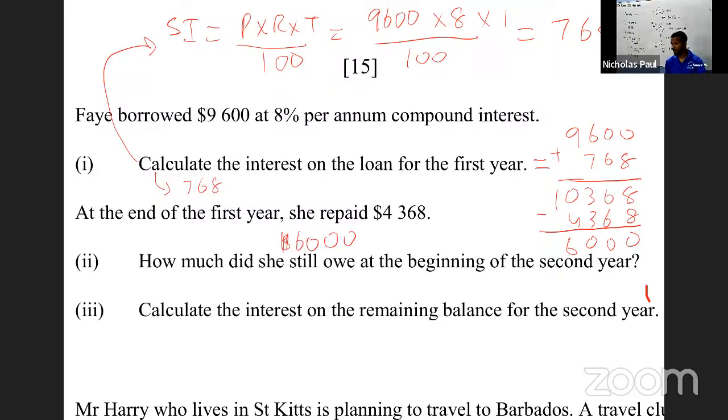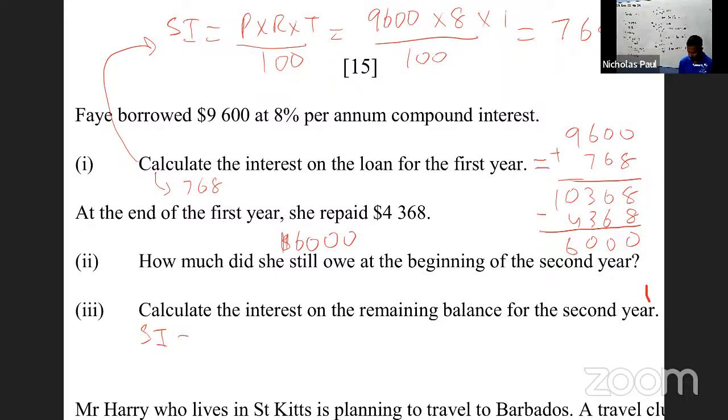We add on her interest and we minus off a payment of 4,368. Are you okay with that? Calculate the interest on the remaining balance now. So the remaining balance is how much? 6,000. So we need to calculate the interest.